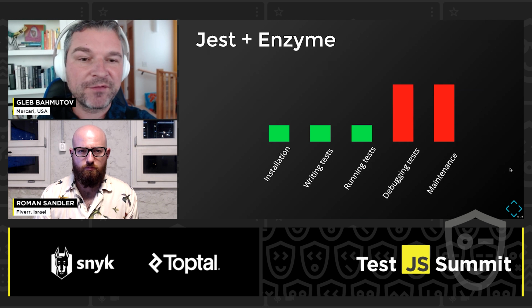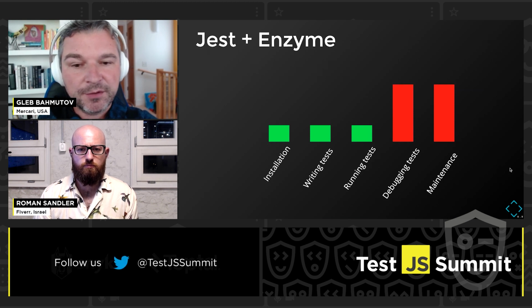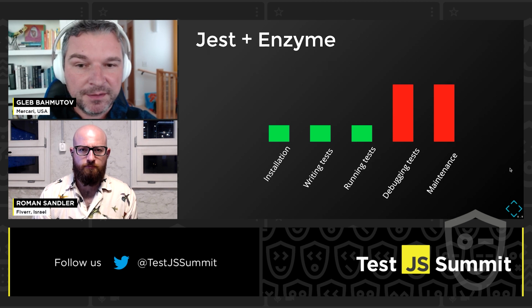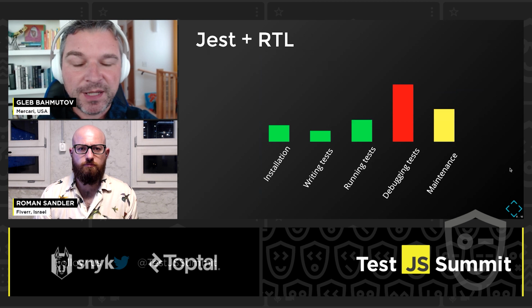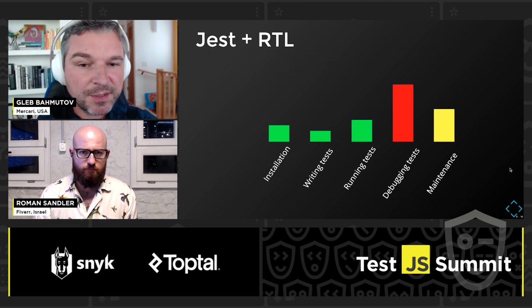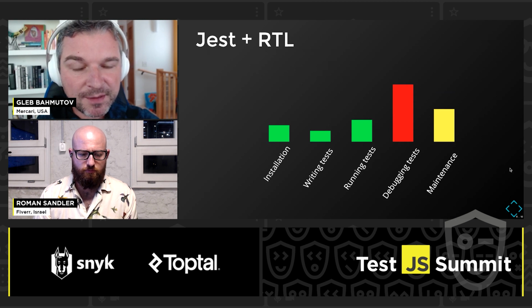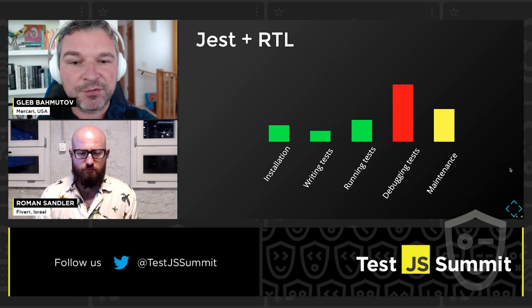Let's say you use something like Jest and Enzyme. Well, it's easy to start writing unit tests. It's easy to install and run them, but debugging and maintaining them becomes a pain because a lot of those tests will be tied to implementation. If you replace Enzyme with React Testing Library, the maintenance becomes simpler because your tests are not tied to implementation. But debugging is still a problem because you're trying to debug something that usually is meant to run in a browser from the terminal.